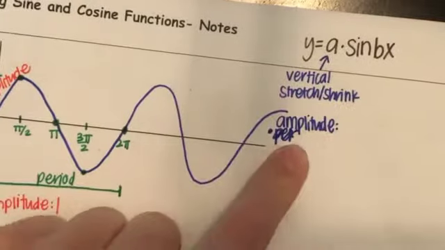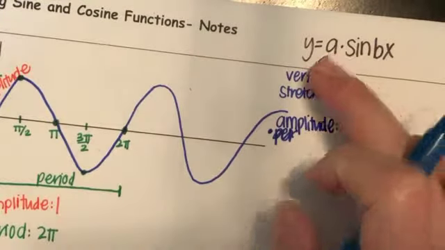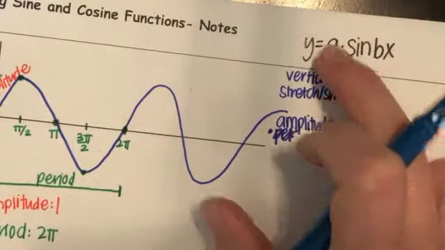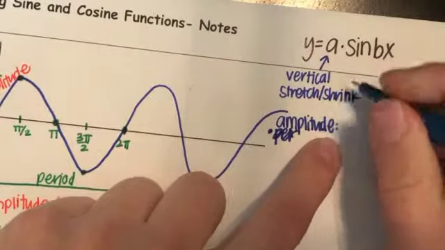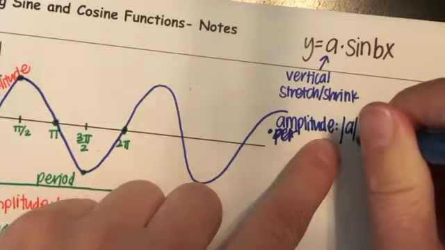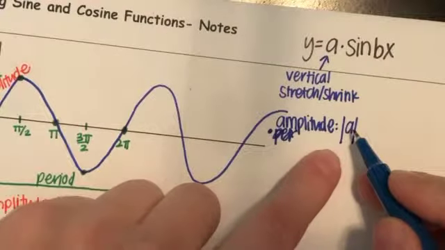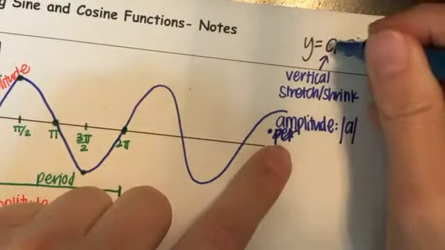Okay, our amplitude is always going to come from the a, and you can think of a as the value for amplitude. So whatever number is out in front is going to be your amplitude. But you have to take the absolute value of it because it'll never be negative. So your amplitude is always going to come from that number.